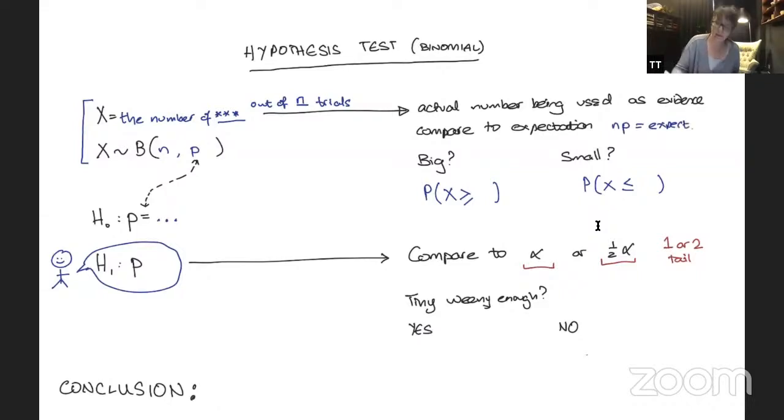NP is what we would expect. So that means if this is right and he's wrong, if this is right, we would expect NP. Now have a look at what he's found. Is it big or is it small? If it's really big compared to what we would expect, then this is what you calculate. If it's really small compared with what you would expect, that is what you calculate.